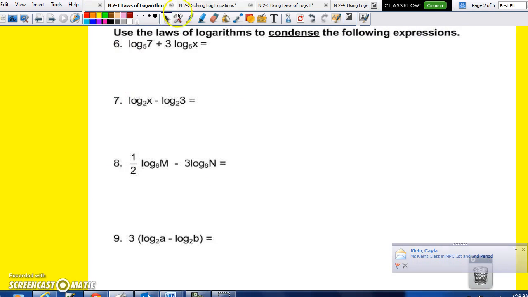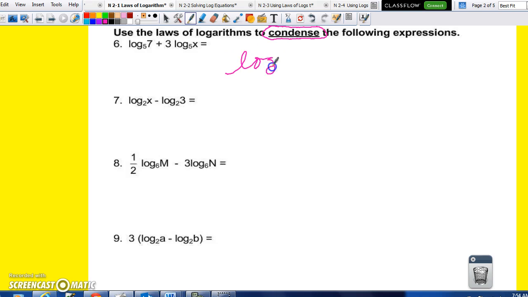Okay, so on number 6, now we notice that before they were asking us to expand, now what they're doing is asking us to condense. So I want to write this as one log. So I know that I'm adding on the outside, so I know I'm going to end up multiplying on the inside. So I really have log base 5 of 7 times x. But before I write that x, what do we know about that 3? It's going to have to go where? To the power. So I know that's really x cubed. And I'm done with that one.